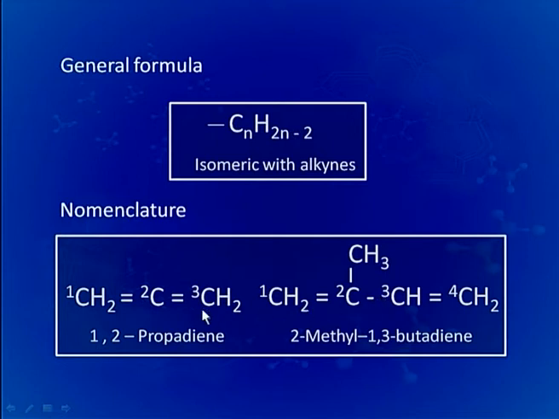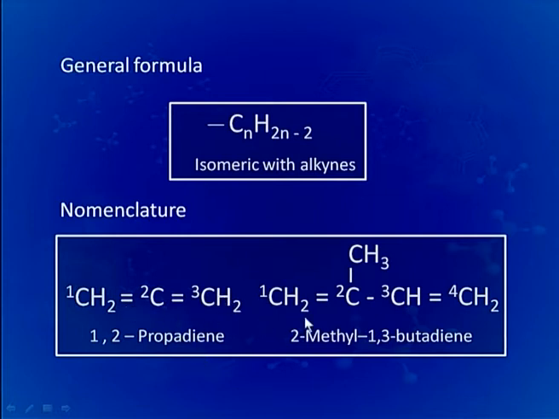Now coming to the nomenclature, we can see here the double bond is present between C1 and C2 and hence this prefix 1. Another double bond is between C2 and C3 and hence this prefix 2. So, after 1,2 we will add propa. Propa means 3 carbon atoms. Diene means 2 double bonds.